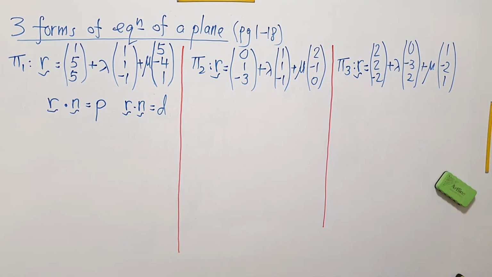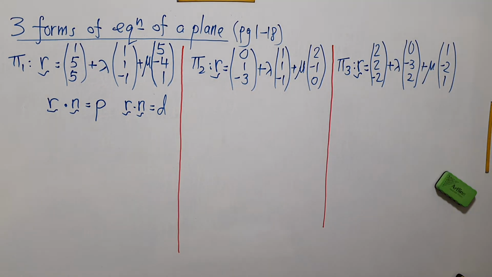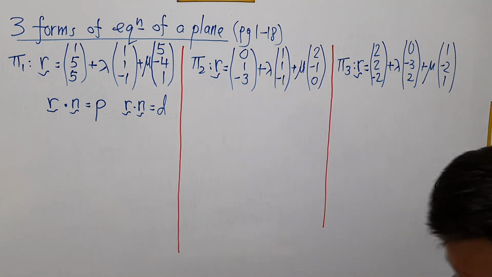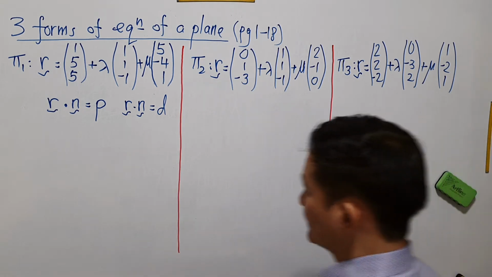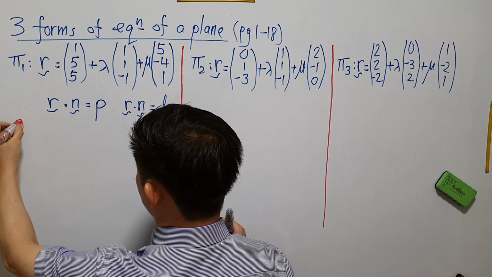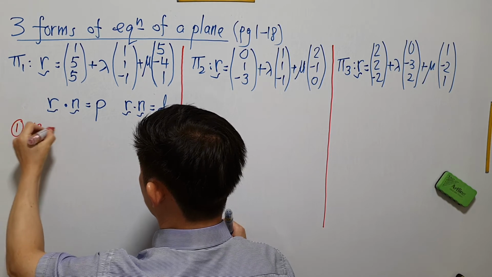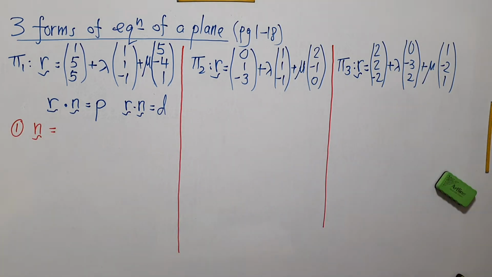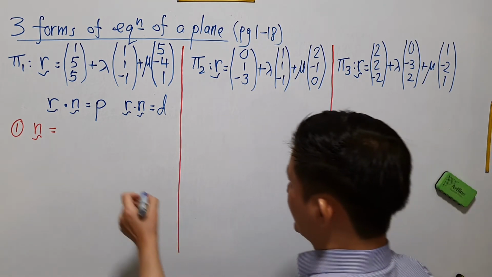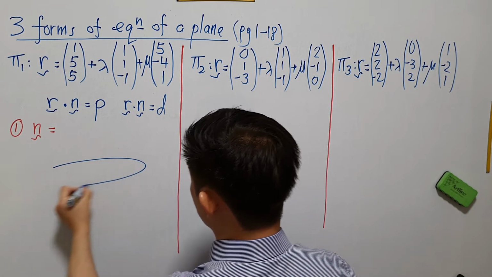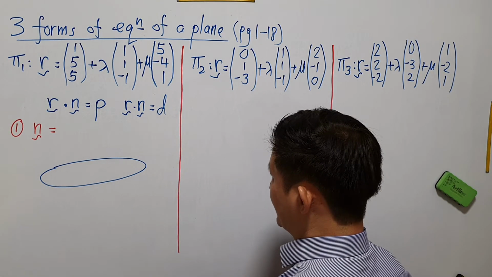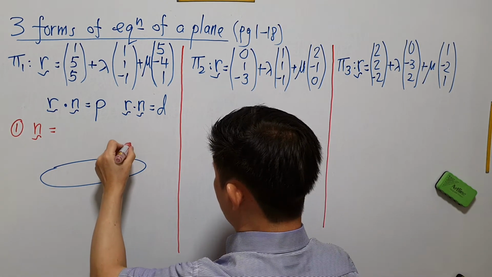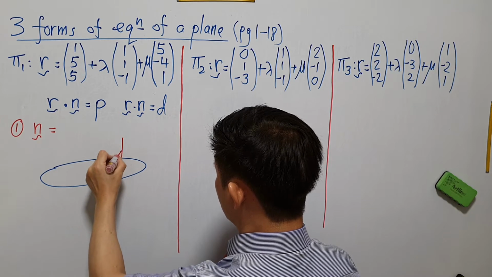Now we are going to learn how we can convert this equation into this form. To convert into a dot product form, you always go through two steps. First step, you want to find the vector n. How do you find the vector n? The vector n represents a vector that is perpendicular to the plane. So if this is the plane, the vector n is a vector that is like this, perpendicular to the plane.